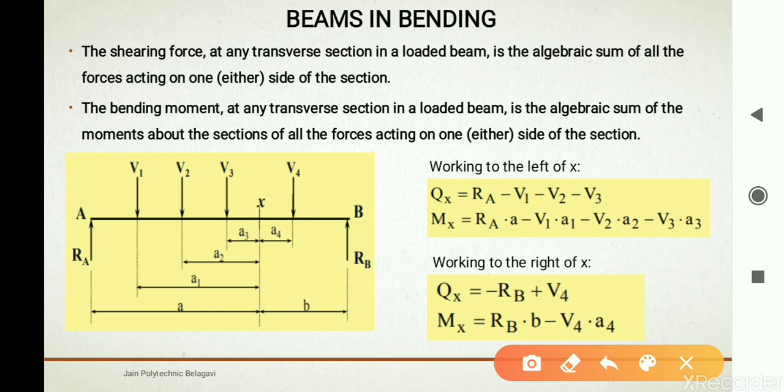So then the next force is V4, which is acting in clockwise direction, and its perpendicular distance is A4, right? So V4 is in clockwise direction on the right side of X, so it is taken as minus, negative. So minus V4 into A4. So this is how the pattern goes in all the analysis of beams.